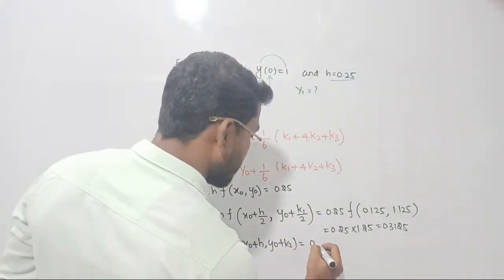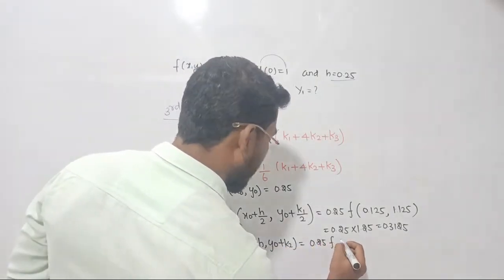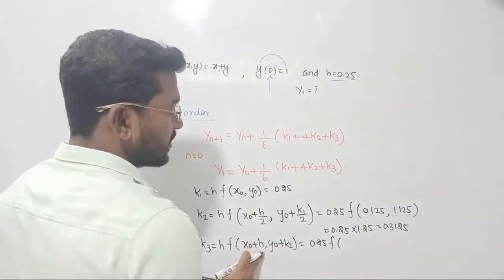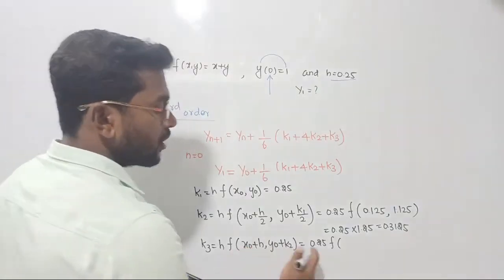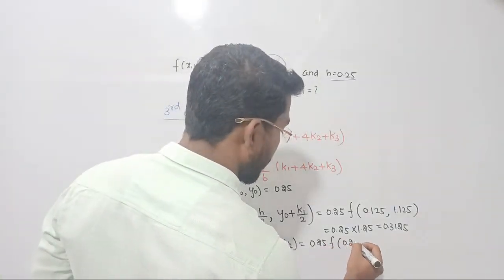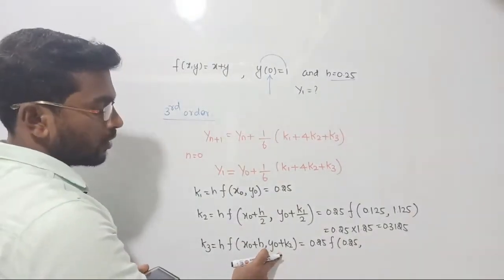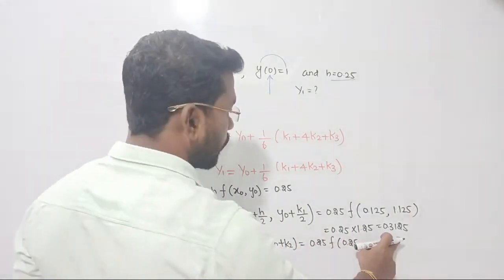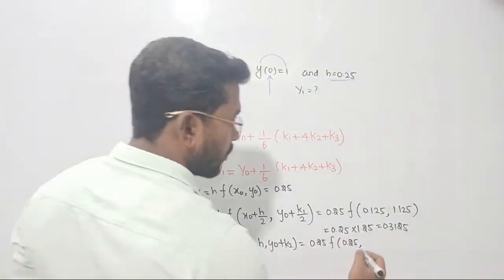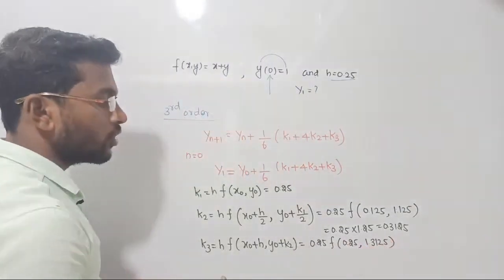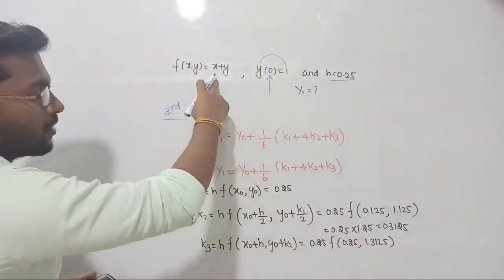It is equal to, step size is 0.25, bracket in function, right? X0 is 0 as usual, there is no change, plus step size is 0.25, right? So the first value is going to be 0.25. What about the second value? Y0 plus k2. Y0 is 1, k2 is 0.3125, so that is going to be 1.3125. Right, now we have to substitute these two values into the function.